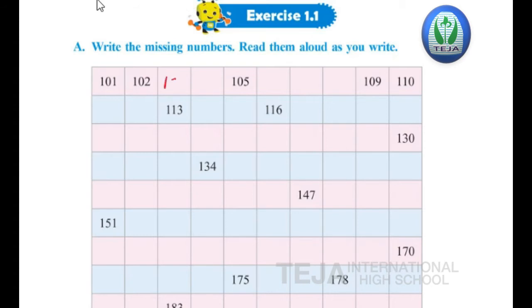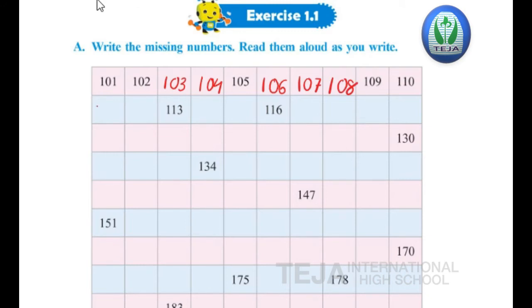103. 103. Next 104. 105. 106. 107. 108. 109 and 110 are already given here.